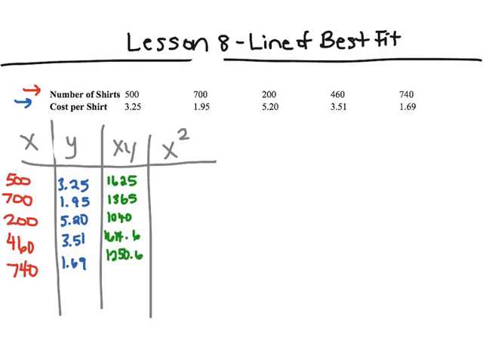So you should have got 1040, 1614.6, 1250.6. And the last one is your x squared. So you take x and you square it. So 500 squared is 250,000. 700 squared is 490,000. So I want you to pause the video and fill in the rest of those numbers.